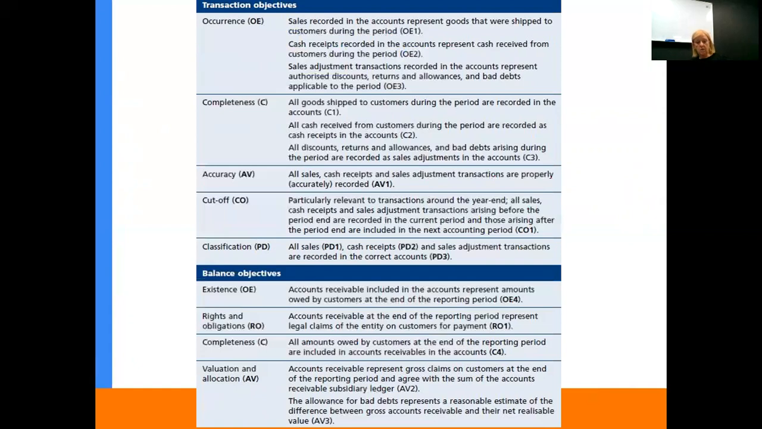So we've got occurrence or existence if it was a balance-related audit objective. And so what we're worried about with the sales cycle is that sales recorded in the accounts represent goods that were shipped to the customer during the period.